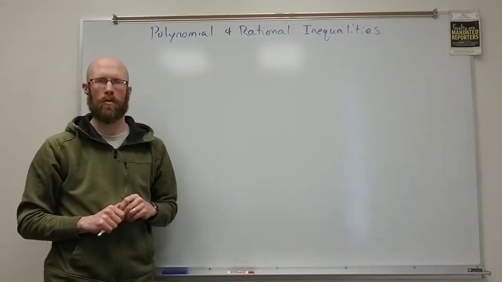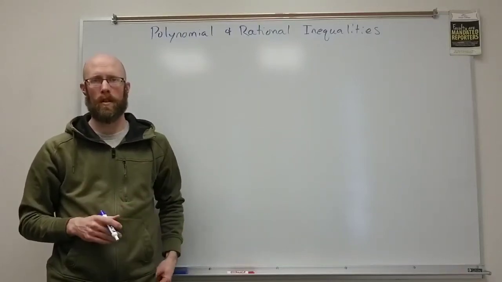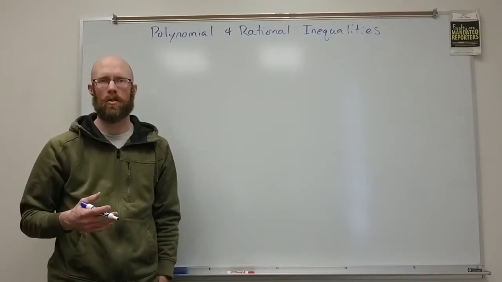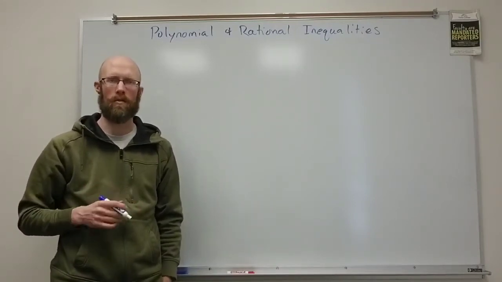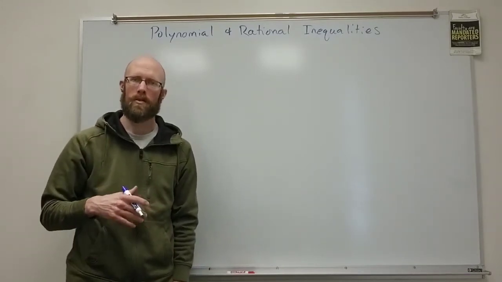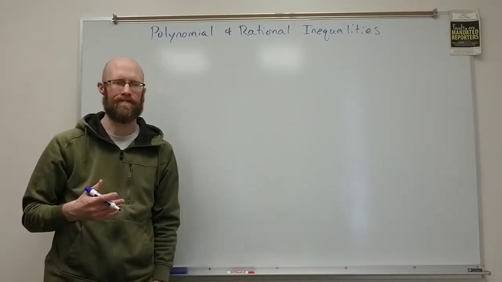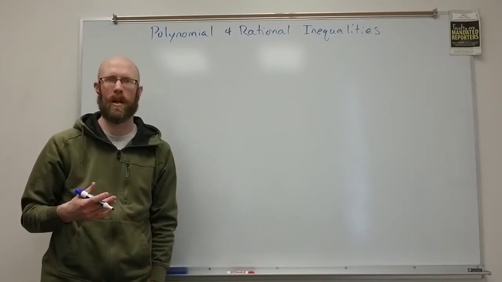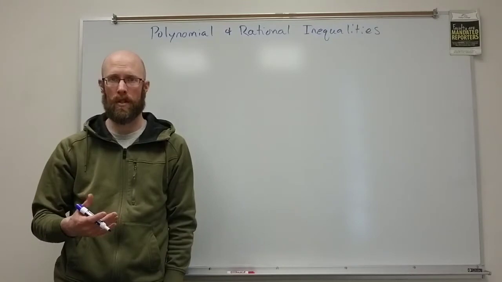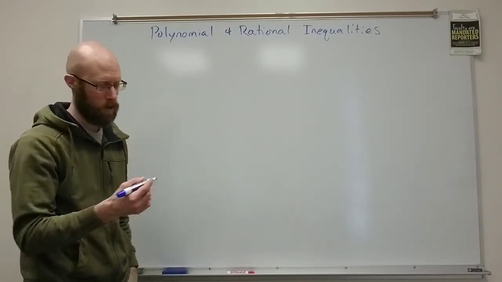Now that we've spent quite a bit of time exploring the polynomial and rational functions and their graphs, we're going to start looking at inequalities that involve those two types of functions. We'll start off with polynomials. Now, some underlying ideas that are going to help us out with this are going to be just the graph, the general graph of these two types of functions. So consider polynomials for a moment.